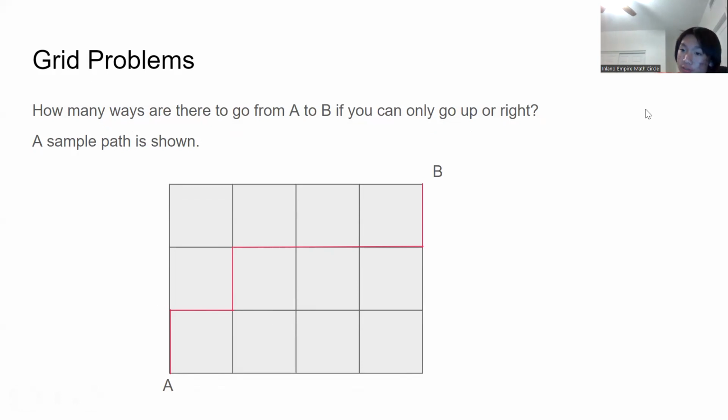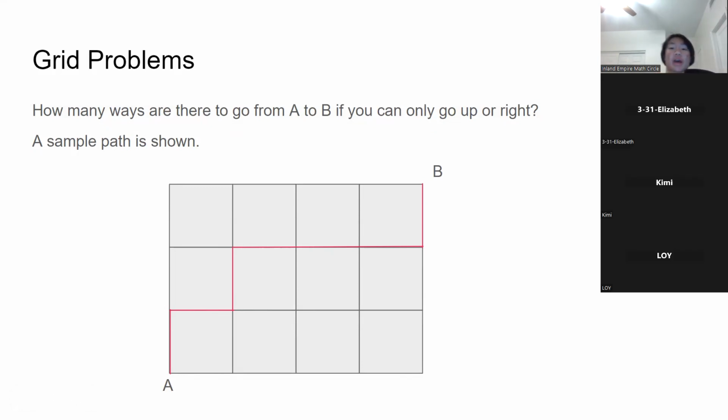All right, so let's first look at the problem here. What do we know we have to do each time? Because when we're doing combinations, we have to know how many things we're counting, right? So how do we decide what we're counting for this problem? You guys got any ideas? Remember, it's still okay if you guys are wrong.